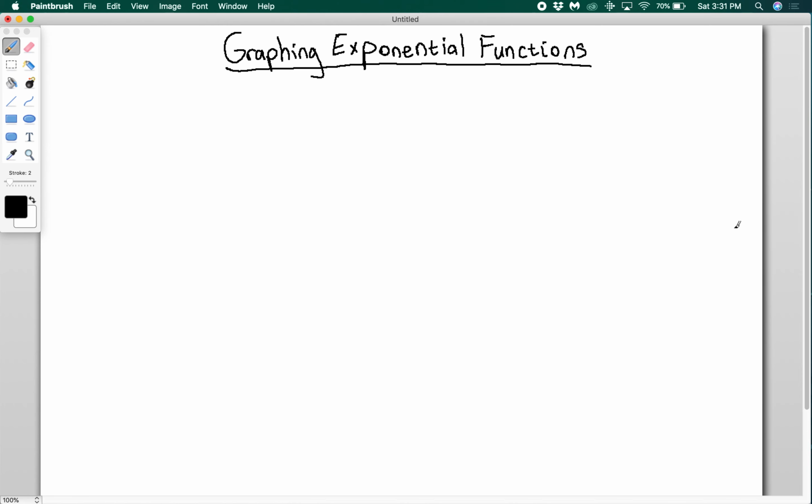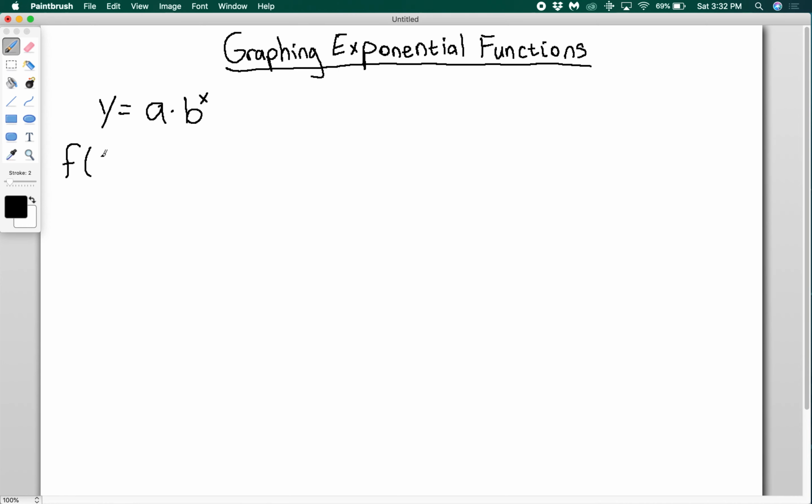This video is about how to graph exponential functions. So an exponential function is something that looks like this, where I have y equals a times b to the x. Okay, so y is our dependent variable, x is our independent variable, and a and b are both constants, with b being greater than 0. B is greater than 0, so you don't get into any weird stuff going on. So let's look at an example.